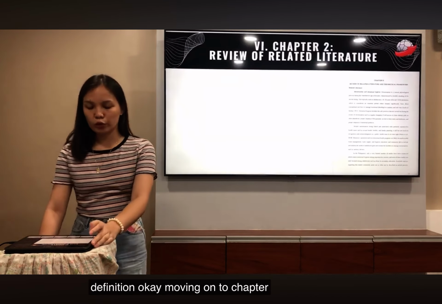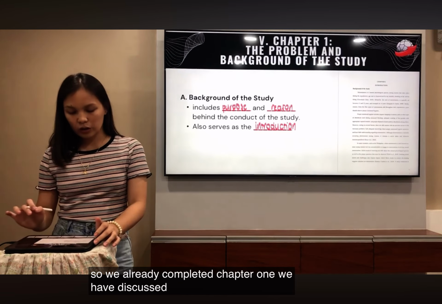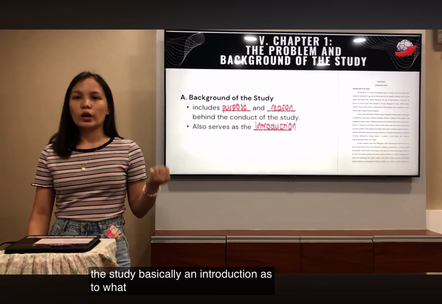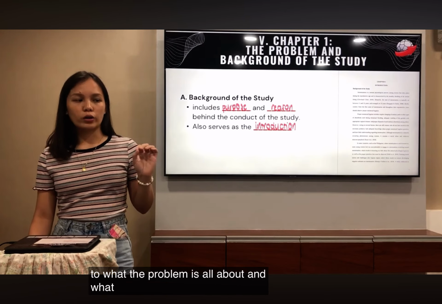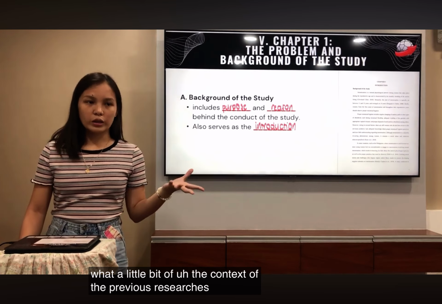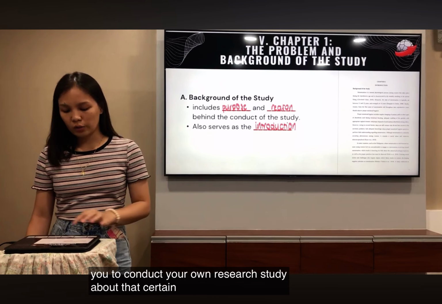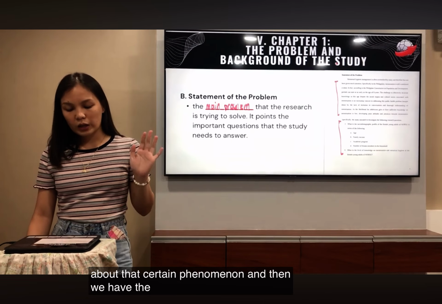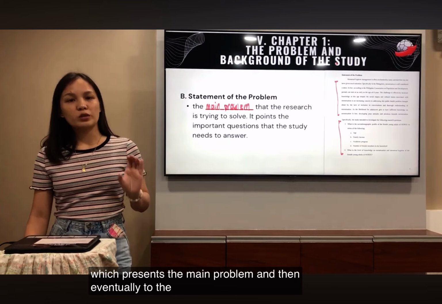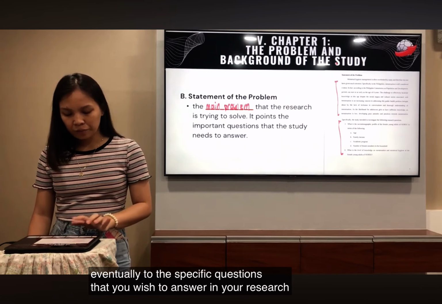Okay, moving on to chapter 2. So we already completed chapter 1. We have discussed the background of the study, basically an introduction as to what the problem is all about and a little bit of the context of the previous researches that have led you to conduct your own research study about that certain phenomenon. And then we have the statement of the problem, which presents the main problem, and then eventually the specific questions that you wish to answer in your research study.